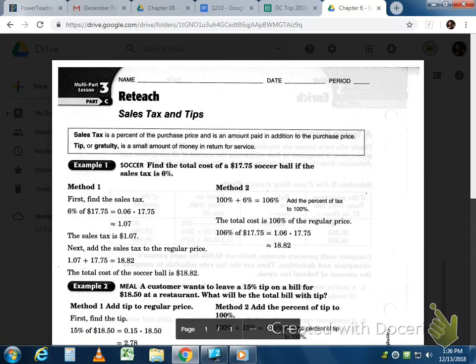So basically there's a price of an item. They have a sales tax. Does anybody know the sales tax rate in Indiana right now? Mason? 7%. So you take 7% of the price and then you add that on. A tip or gratuity is a small amount of money in return for service. So you can tip the waiter or waitress, maybe the pizza delivery man.